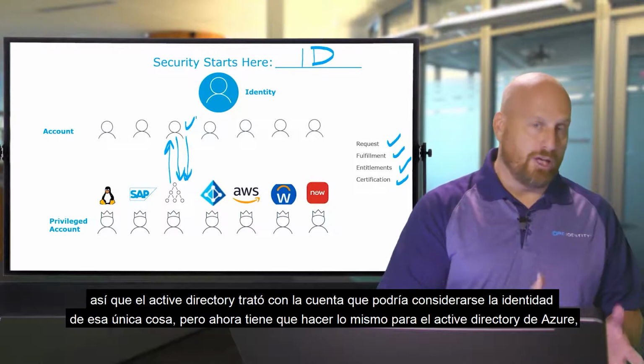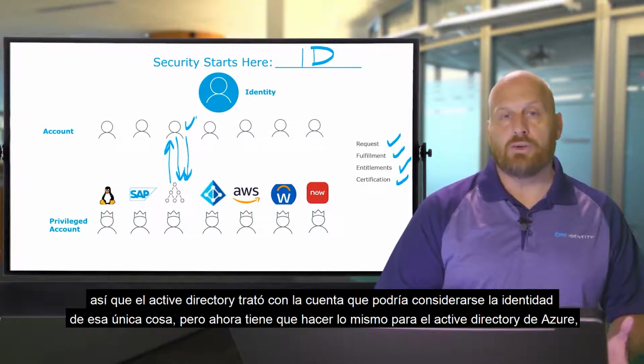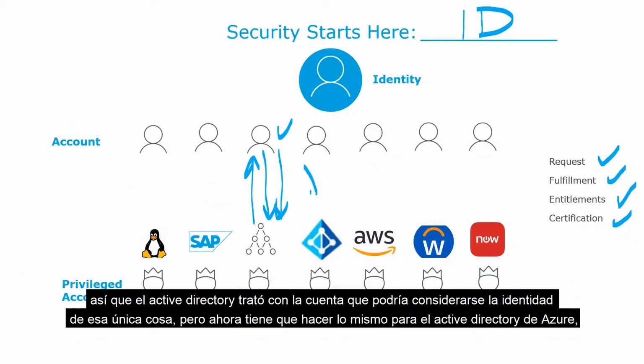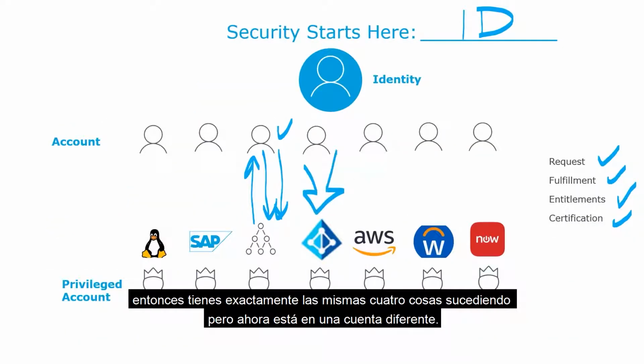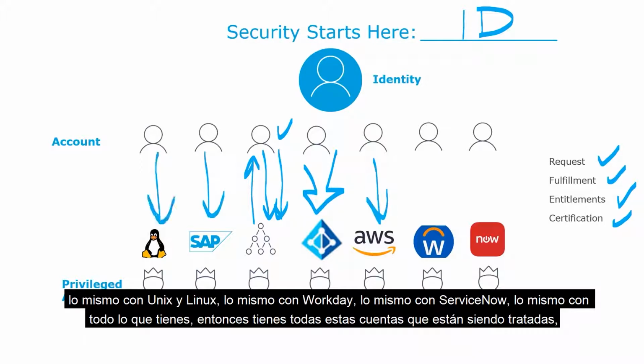So in Active Directory, you dealt with the account. That could be considered the identity for that one thing. But now you have to do the same thing for Azure Active Directory. So you've got the exact same four things happening, but now it's on a different account. So you're still the same person, but your account is different. Same thing happens with SAP. Same thing happens with Azure Web Services. Same thing with Unix and Linux. Same thing with Workday. Same thing with ServiceNow. Same thing with everything that you've got.